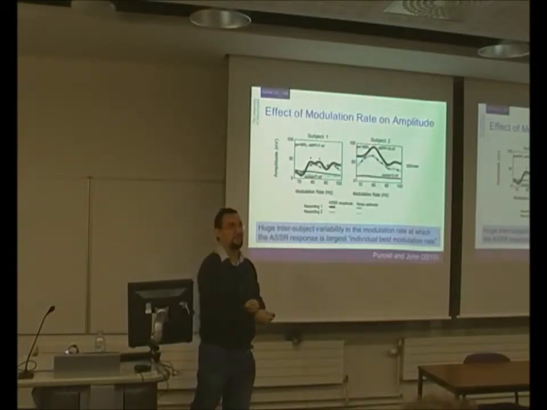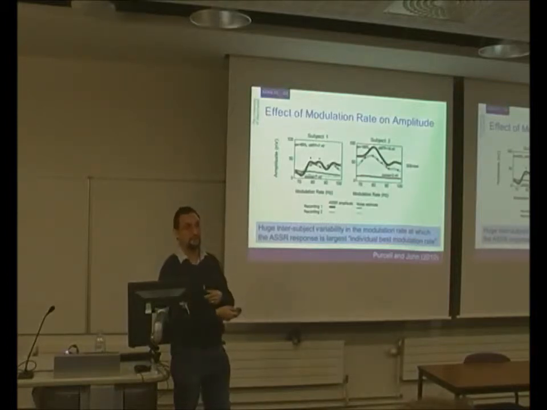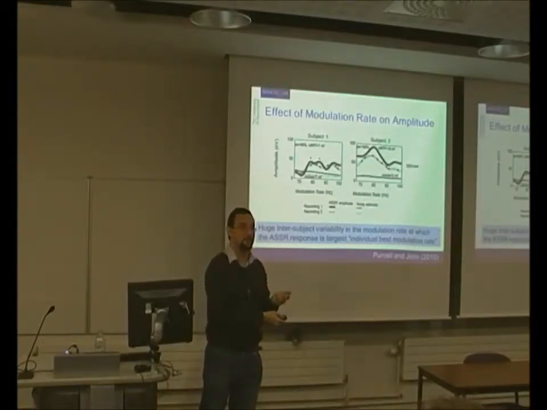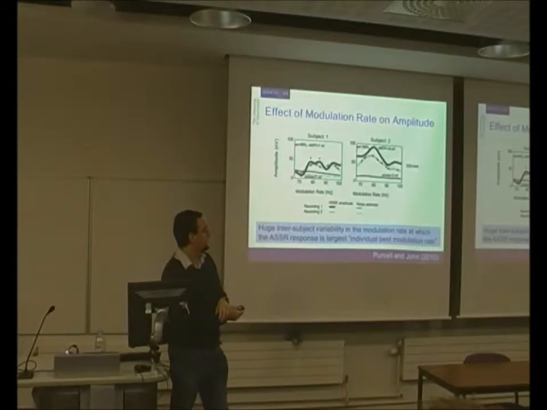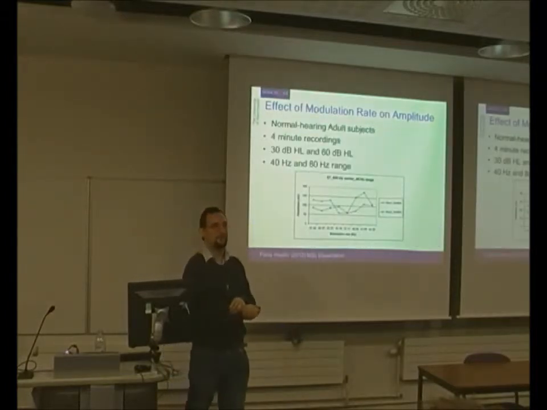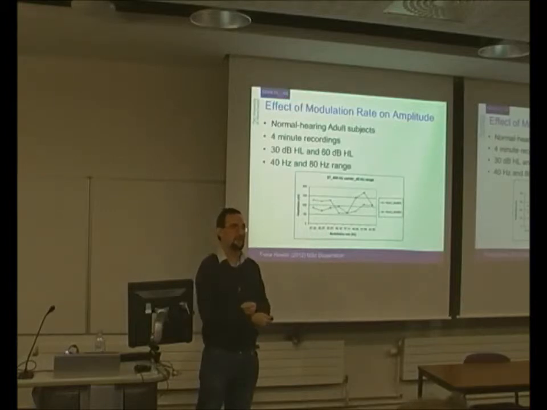So that might suggest that it would be worth spending a bit of time before you try and establish threshold to find out each subject's modulation transfer function, so that you know where the best amplitudes come from, so you can use that modulation rate in your stimuli. However, we did an MSc project on this, and we found that actually that wasn't really the case.